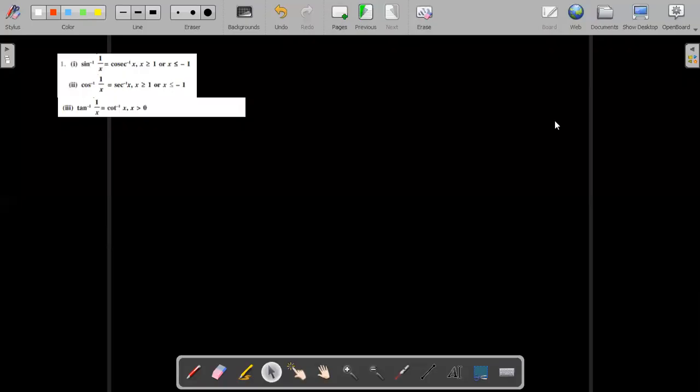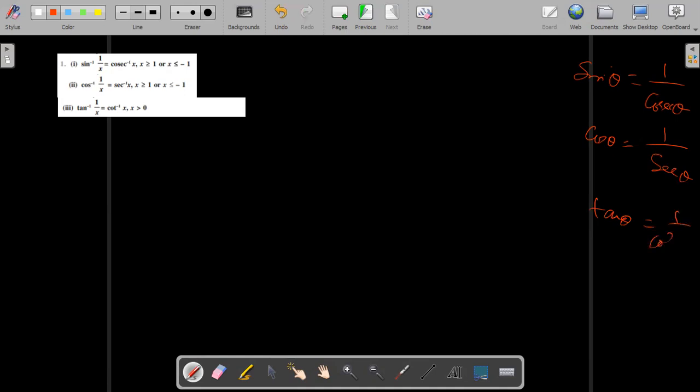This is the first formula. And you know what the opposite of sine is. Sine theta is equal to 1 upon cosec theta, correct? And cos theta is equal to 1 upon sec theta, and tan theta is equal to 1 upon cot theta. The opposite of sine is cosec theta, the opposite of cos is sec theta, and of tan is cot theta.